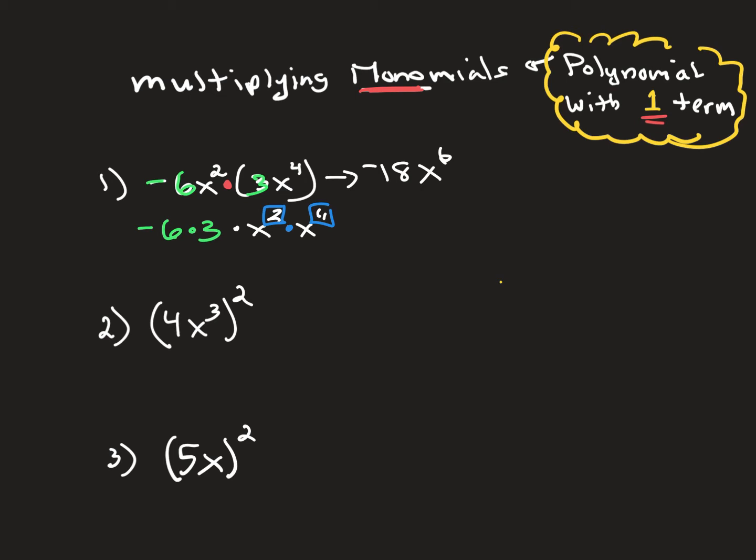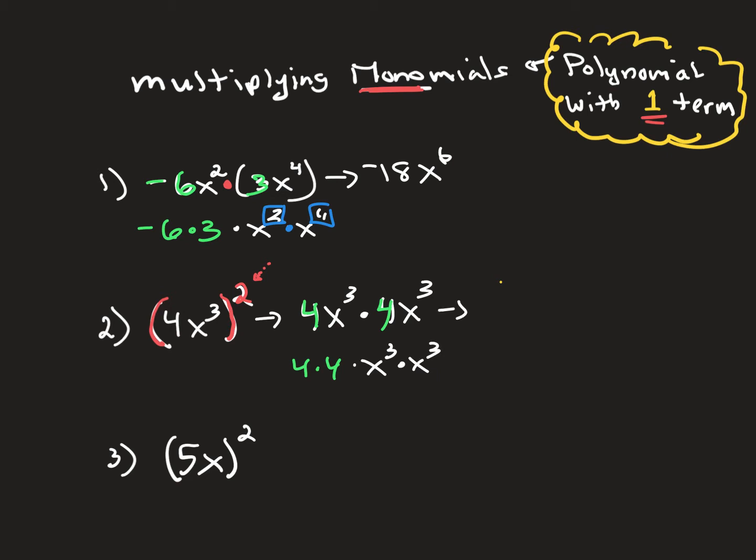In problem number 2, notice that we're taking the quantity 4x to the 3rd power and we're squaring it. Remember what that 2 means. That means we're multiplying 4x to the 3rd times another 4x to the 3rd. So again, we're going to multiply the coefficients together, 4 times 4, and then multiply the variables x to the 3rd times x to the 3rd.